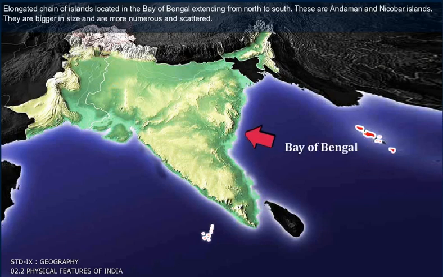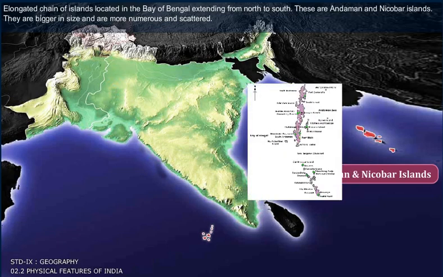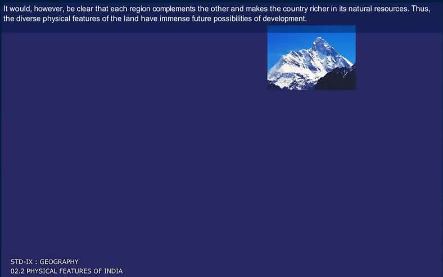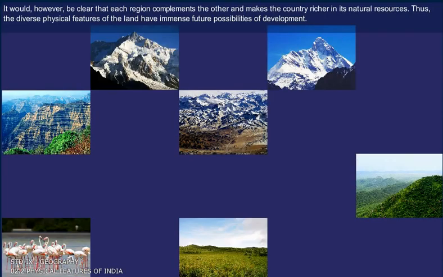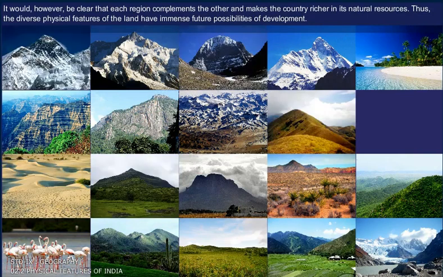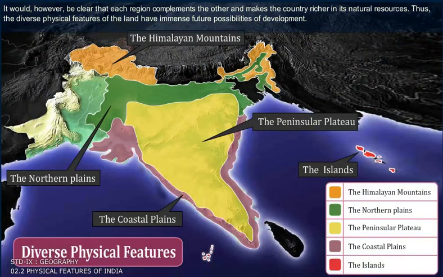An elongated chain of islands located in the Bay of Bengal extending from north to south. These are the Andaman and Nicobar Islands. They are bigger in size and are more numerous and scattered. It would, however, be clear that each region complements the other and makes the country richer in its natural resources. Thus, the diverse physical features of the land have immense future possibilities of development.